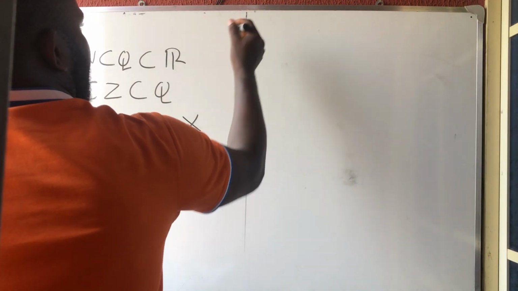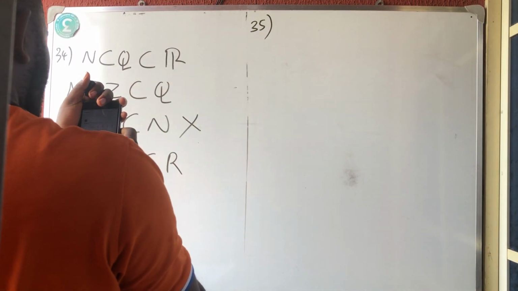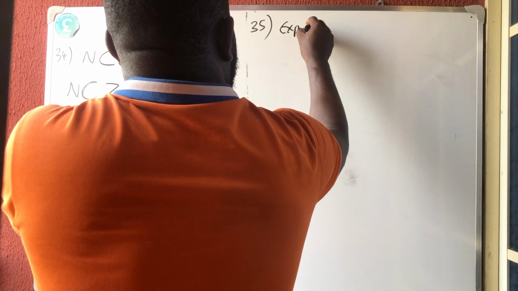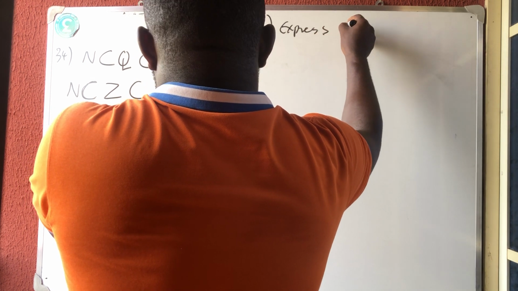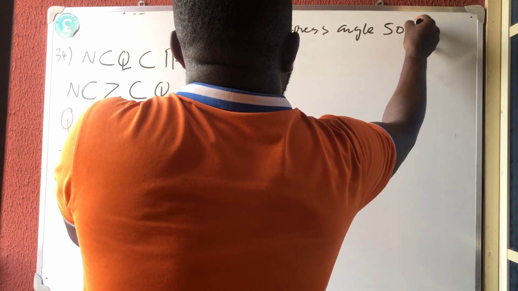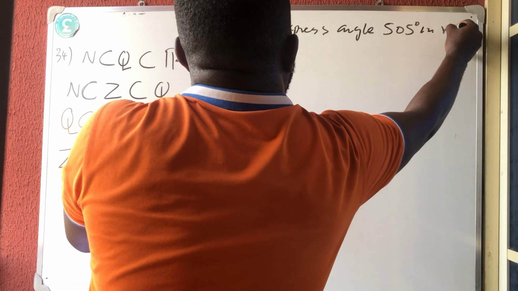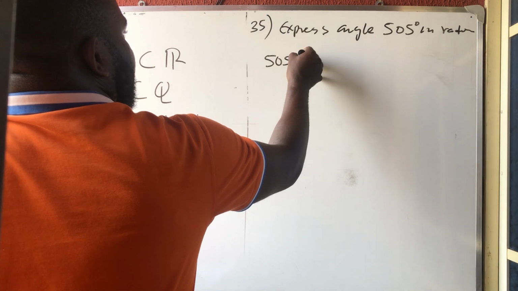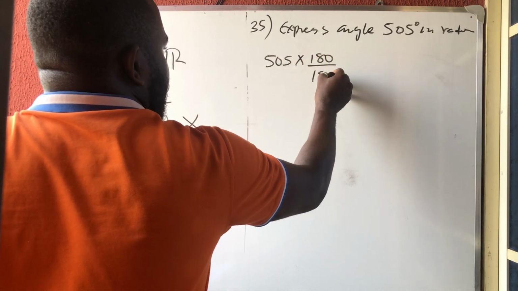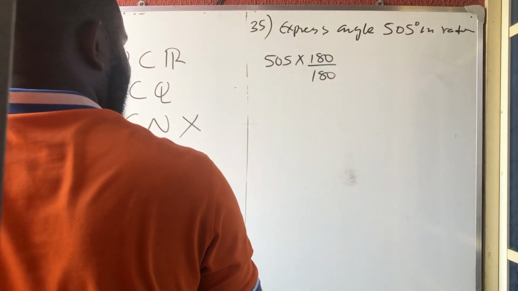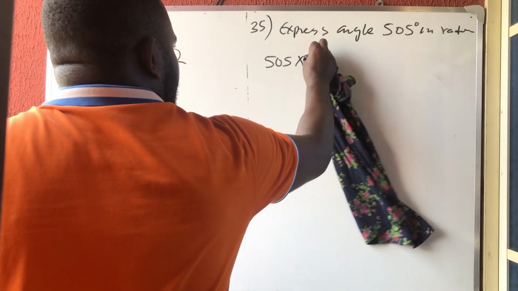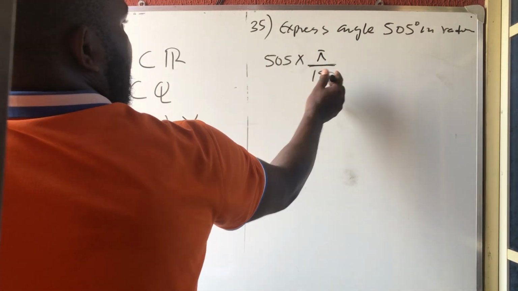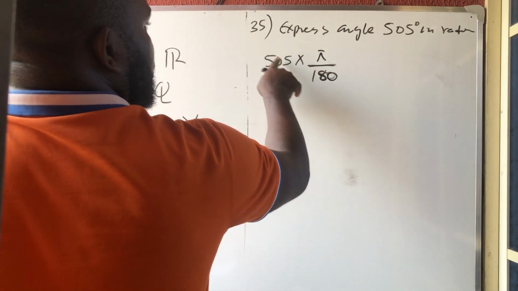Number 35 said, express the angle 505 degrees in radian. Now, expressing in radian simply means 505 times pi over 180. Because pi is 180, let's change it to pi. So pi over 180. Let's start dividing until you get to the lowest.